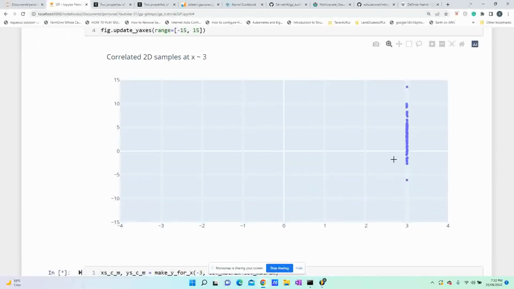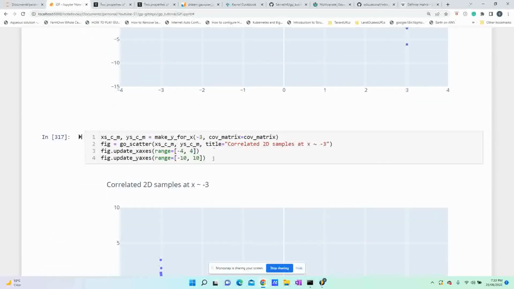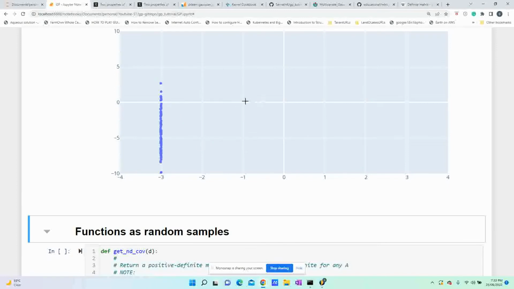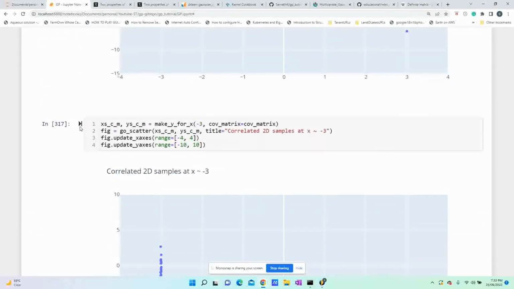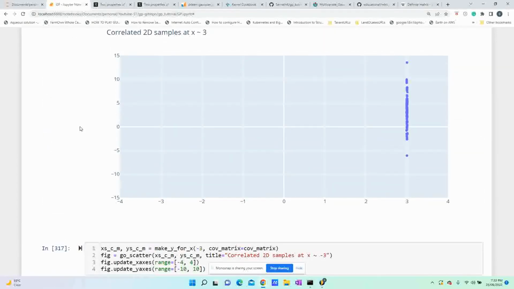See, when I'm conditioning at x equal to 3, what I'm doing is taking a random sample. Only if x is close to 3, I retain that random sample. Otherwise, I discard it. So I'm repeatedly random sampling, and whenever x is 3, I just hold on to it. Now you see that the mean is somewhere around 3 or 4, right? If I do the same thing at minus 3, you can see that when x is minus 3, the mean is at minus 3 or something like that. So this is how the distribution of y depends on the value of x.